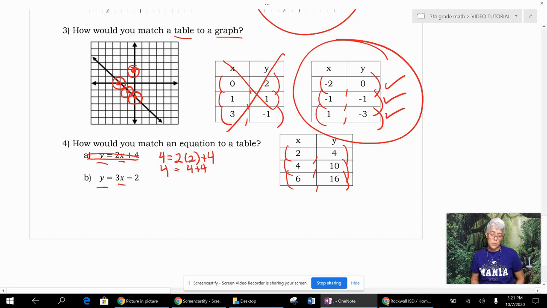Okay, let's try the next one. Because this one here, let me go ahead and finish it. 4 equals 8, that's not true. The next one, again, I'm going to use the same table. I'm going to see if it matches the equation. If y is 4, and x is 2, is this a true statement? Well, let's see. 3 times 2 is 6 minus 2. 6 minus 2 is 4. So that one worked. And again, I could try the second and the third.